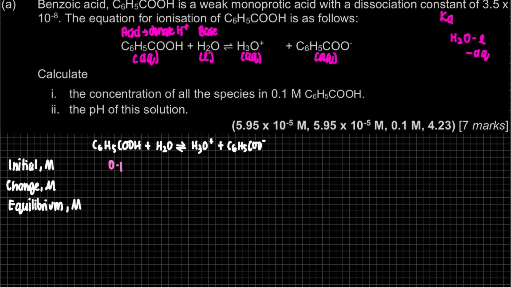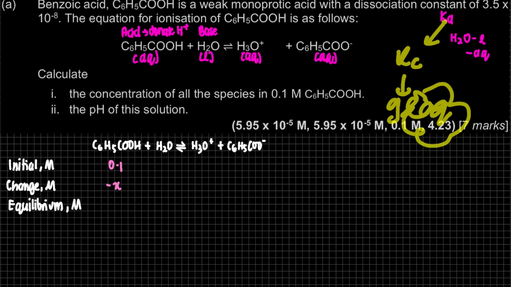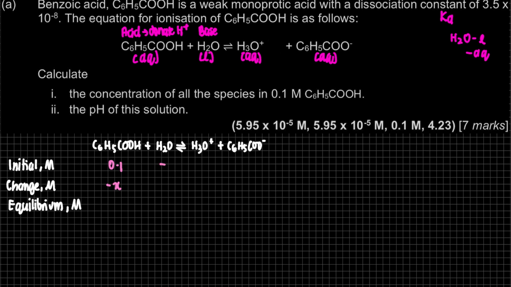So how about the changes? The changes here will become minus X because this is our reactant. If it's on our left side, it will be a reactant automatically. And then H2O is a liquid. So again, K here is the same as Kc, only for gas and aqueous. For chapter 7, mostly we will encounter aqueous. So for H2O, I'm just going to write down a dash here. Next is H3O plus. H3O plus is our product.